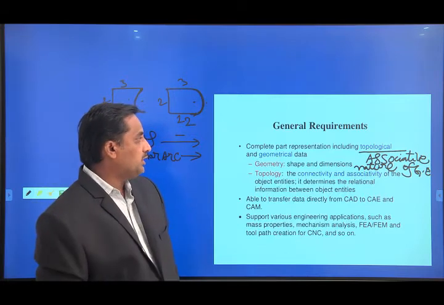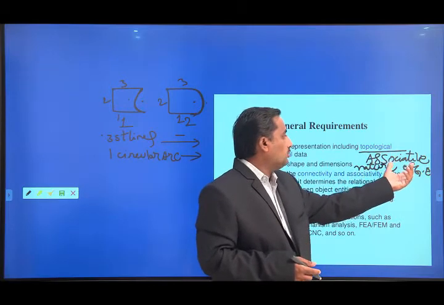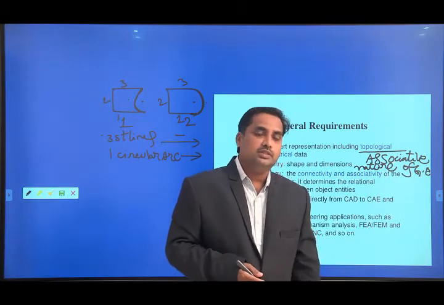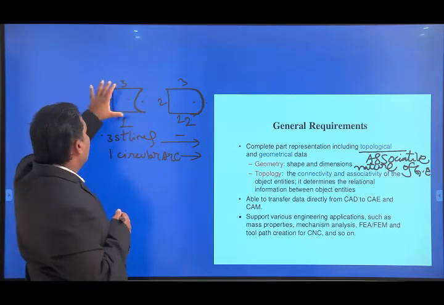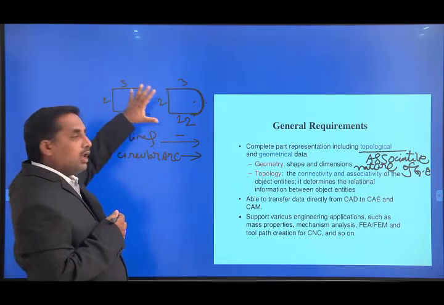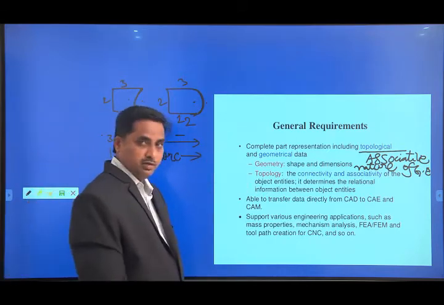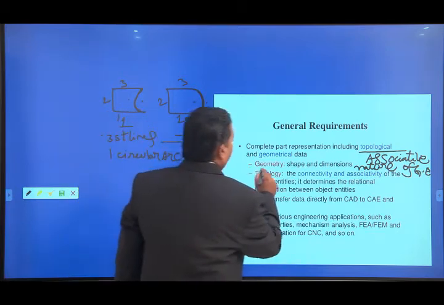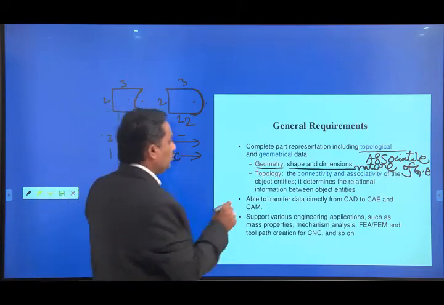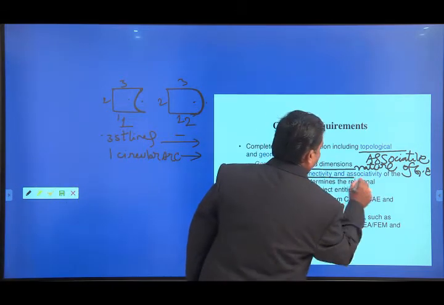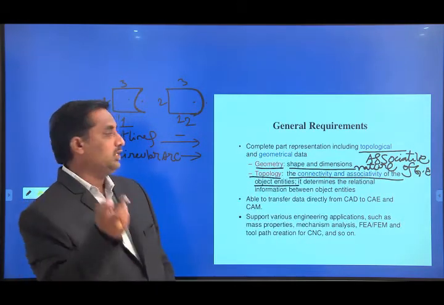Okay, right. This is called topology, the associated nature of the geometric elements. That is the difference between part 1 and part 2, or component 1 and component 2, or geometry 1 and geometry 2. That is what he explained here. First one is geometry. Geometry means shape and dimensions. Next one is topology: the connectivity and associativity of the object entities.